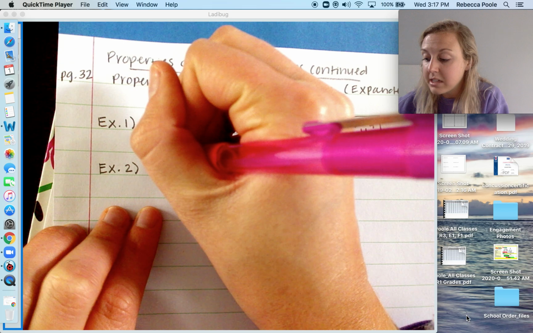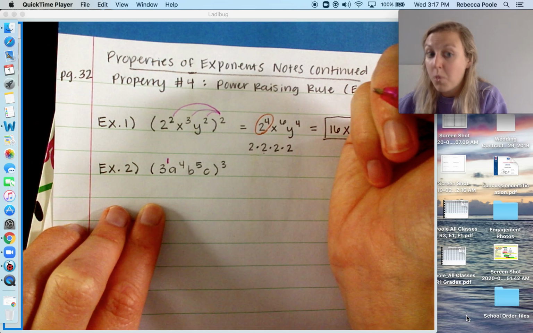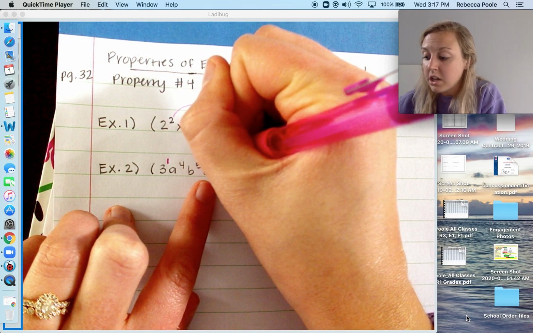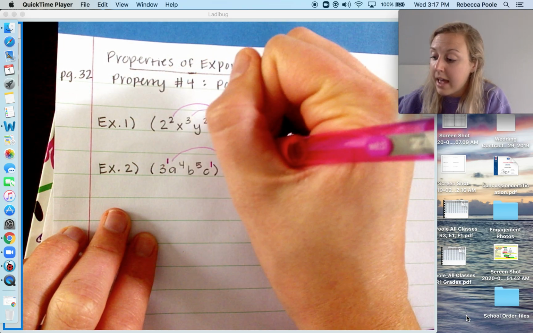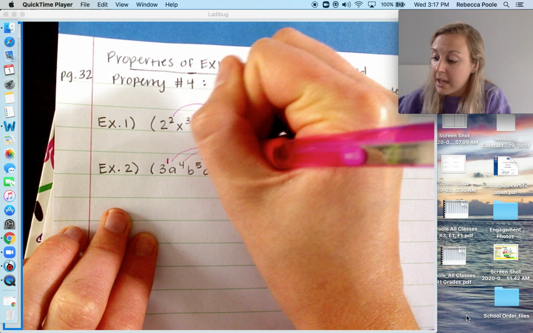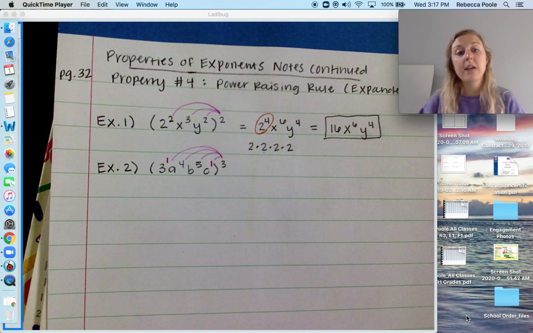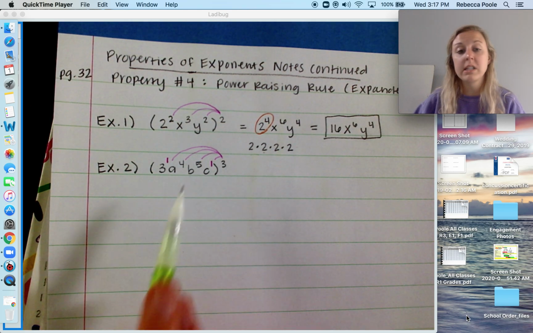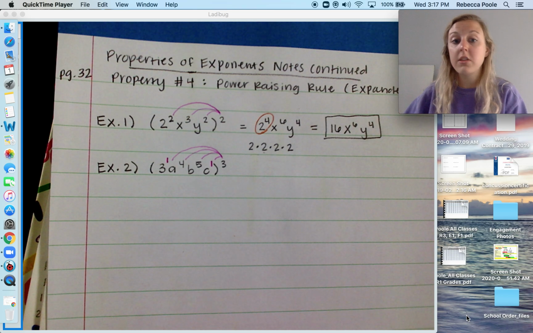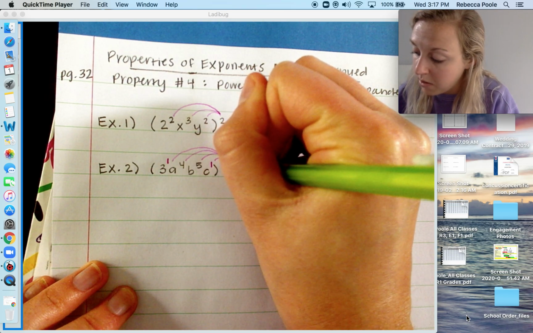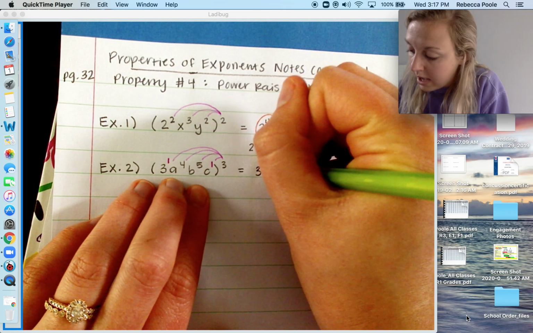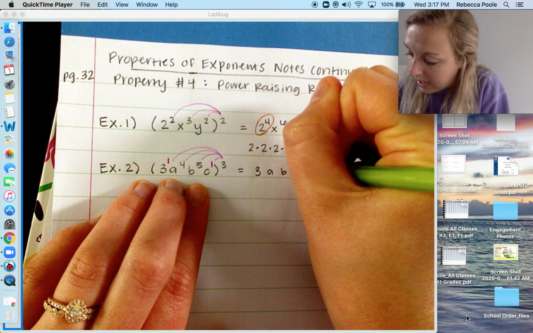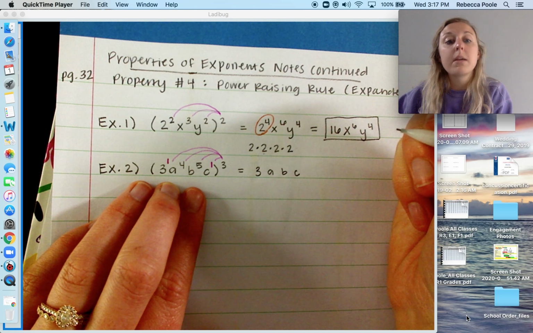This 3 has an understood 1, and this c has an understood 1, and we have to multiply every exponent inside. So this is where you guys will mess up, is you won't put your ones there and then you'll forget to multiply, okay? Those get multiplied too. So I'm going to bring over all my bases. So I've got 3a, b, and c.